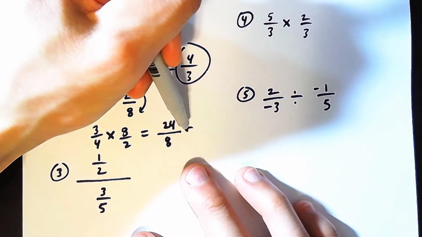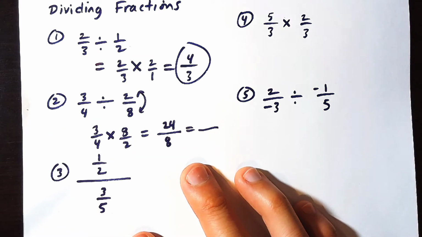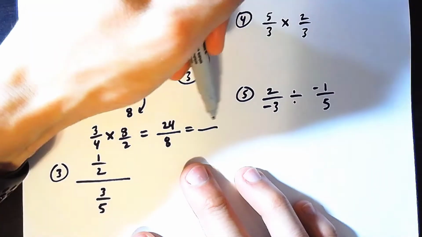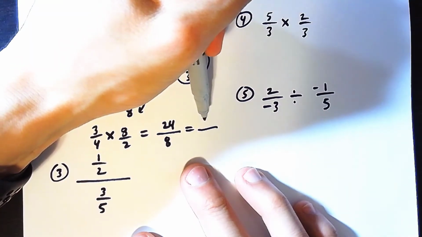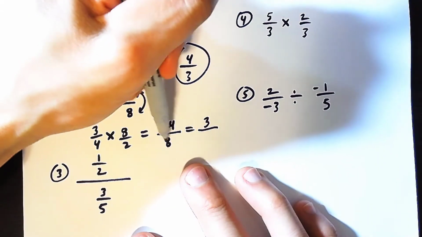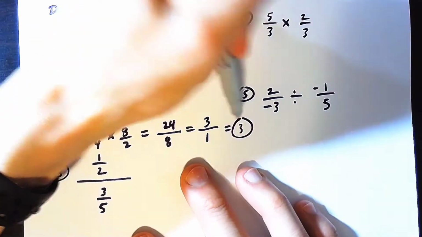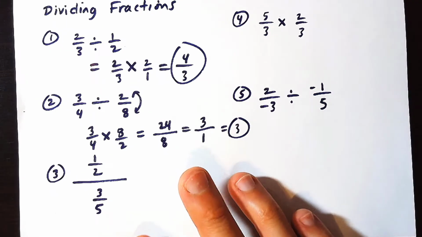So here, we simply divide top and bottom by some number. You can divide by 2, or you can even try dividing by 8. So when you divide top and bottom by 8, 8 times what is 24? 8 times 3 is 24. And when you divide 8 by 8, it becomes a 1. So 3 over 1 is the same thing as 3. So this is the final answer.